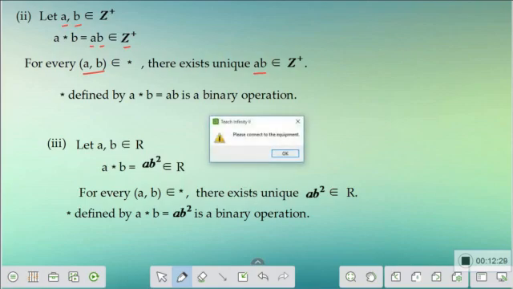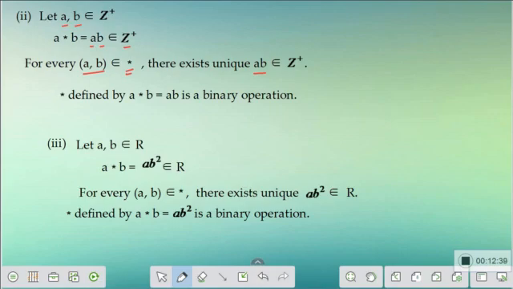The binary operation star will always take the elements in pairs. So if you take a pair a and b, the operation defined between this a and b is an element in the set Z plus. Hence, we can call this star a binary operation. That is, star defined by a star b equal to ab is a binary operation.